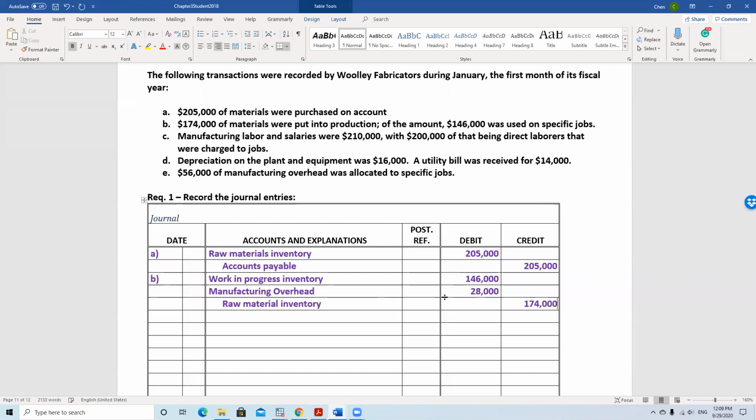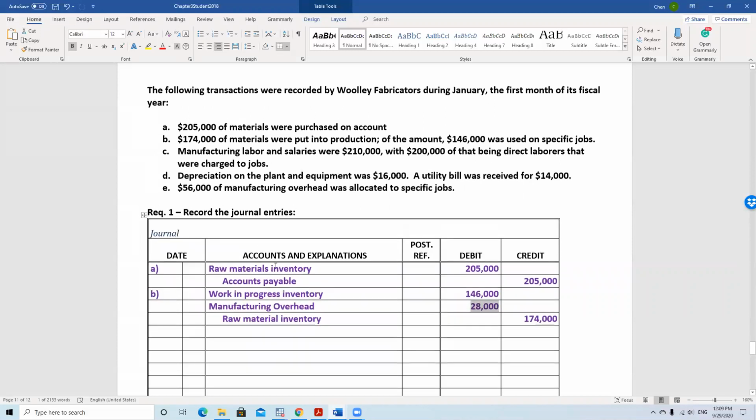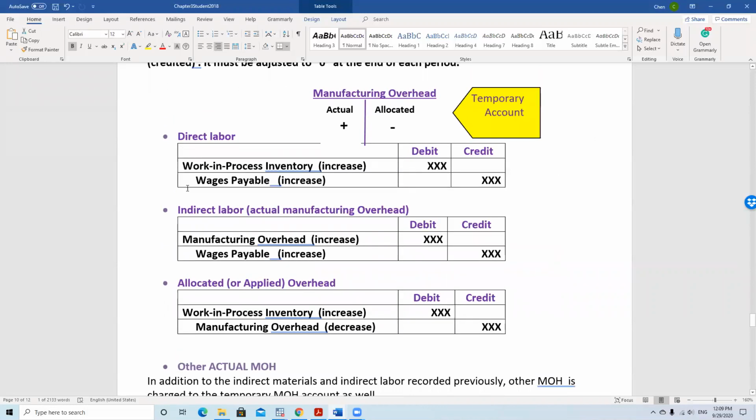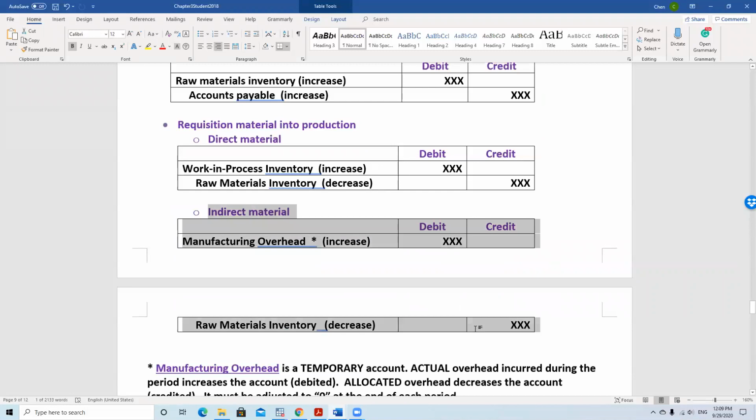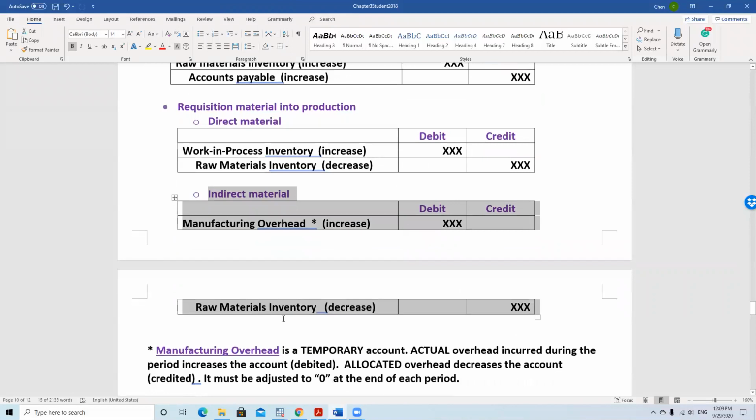I hope this makes sense to you. For direct material, actually there are two journal entries, but we combine them together. We have 146,000 direct material, which we directly recorded into work in progress. But we also have 28,000 of indirect material, and we record that as manufacturing overhead, just like we did here, okay? Indirect material, we do a debit of manufacturing overhead, and we do a credit of raw material inventory.